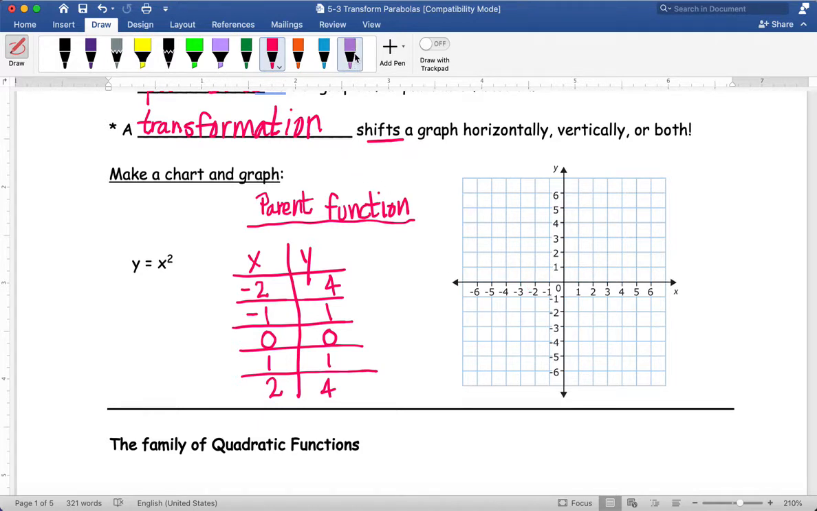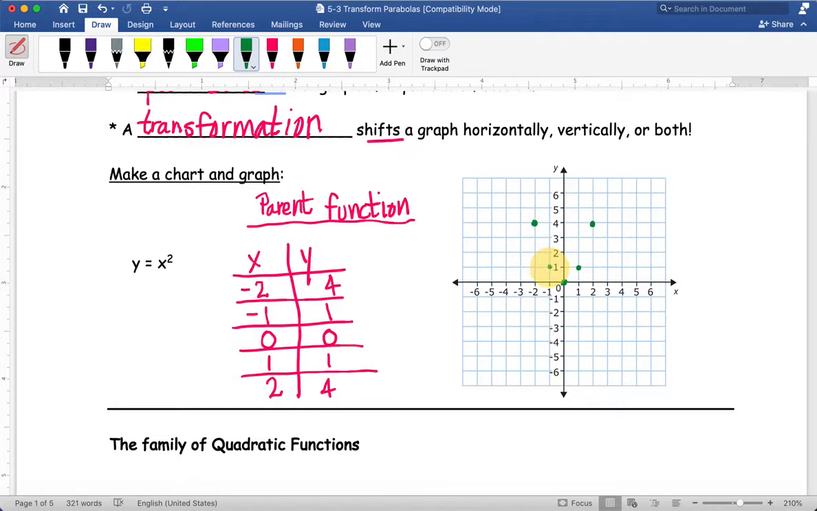Graphing the parent function, I guess I'll use green here, is going to be the same points all the time. It's 0, 0. You don't even really need to make a table. If x is 1, 1 squared is 1. If x is 2, 2 squared is 4. You can use the axis of symmetry, 2 units, right? Because this is my vertex, so the y-axis is the axis of symmetry.